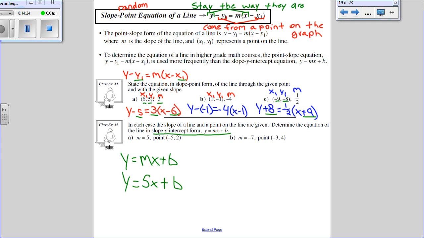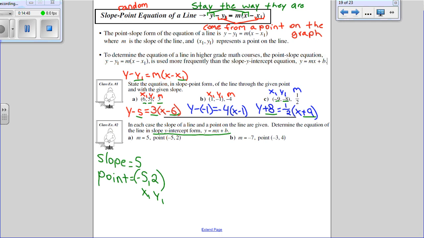For this question, we have slope, we have a random point. That means I go slope equals 5, point equals -5 over 2. That means that's x1, y1. That's why I like to write my info on the side. Do I have slope and y-intercept, or do I have slope and a point? And that'll always guide me in what I need to create. In this case, I definitely need to create slope point form because that's all I have.